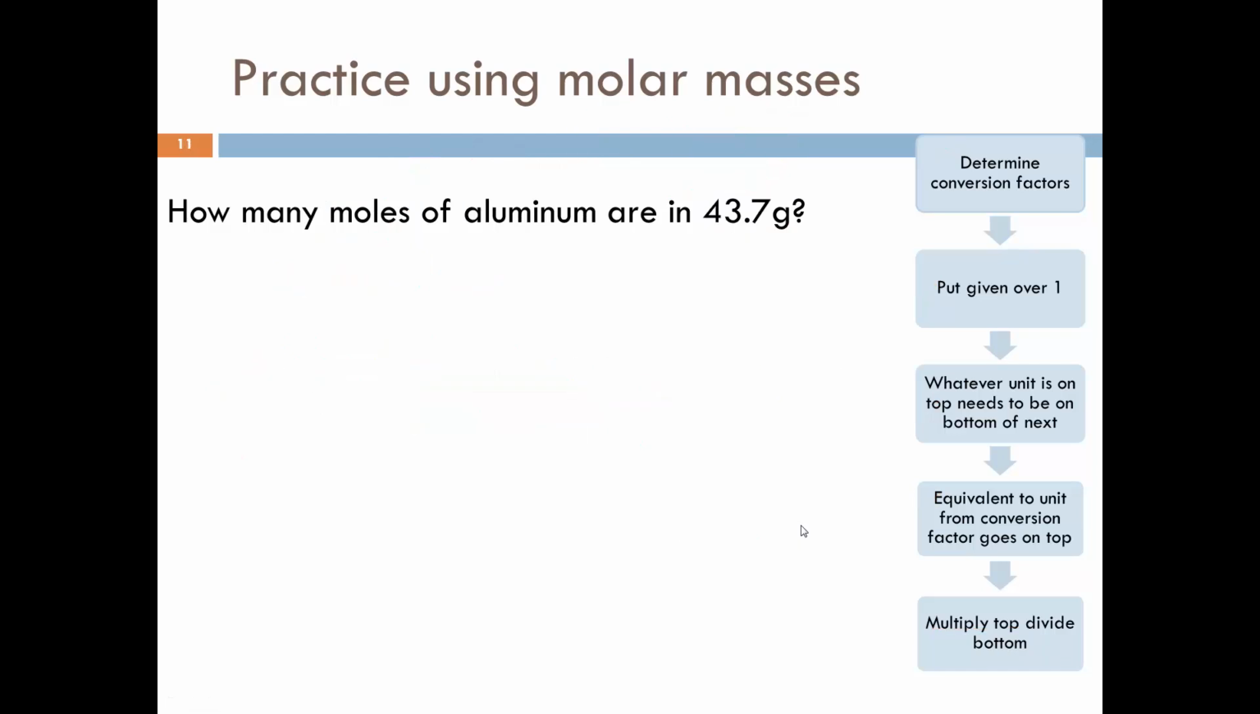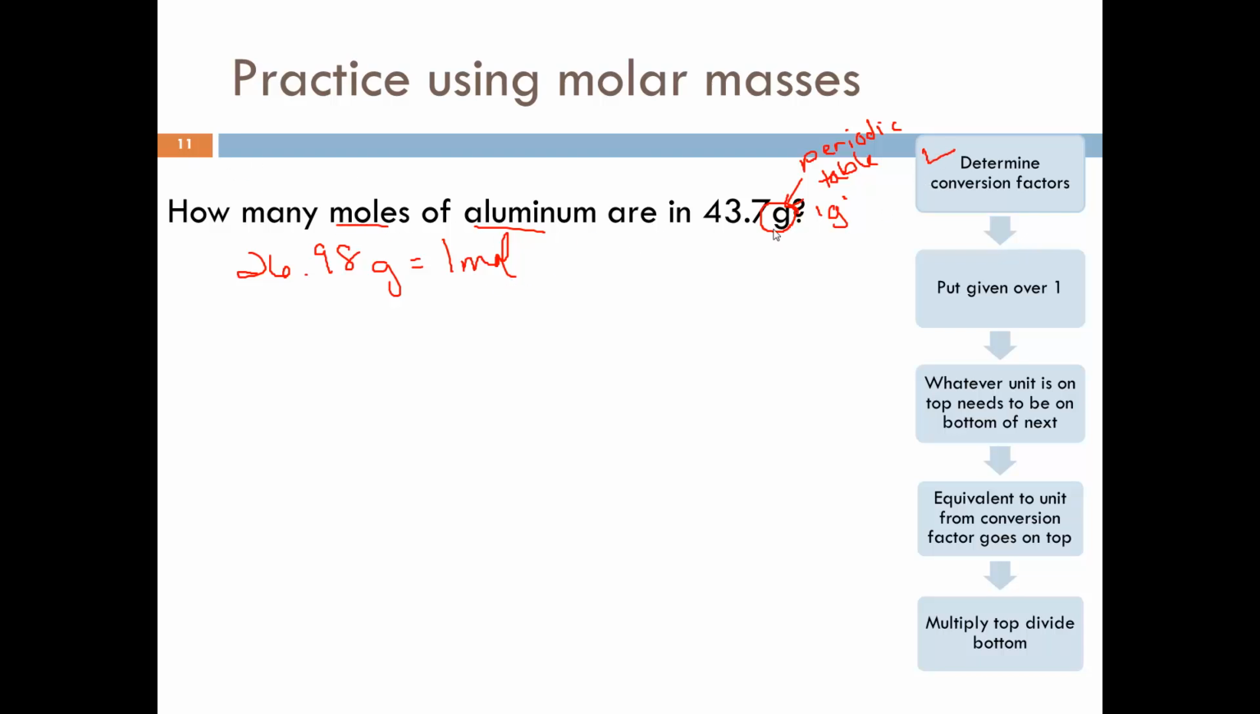Let's try that again. Now we're looking at aluminum. How many moles are in 43.7 grams? That means I need to look at the periodic table, because I see the word grams. I see the abbreviation for grams. So I look on the periodic table and I find that the molar mass of aluminum is 26.98. So we have the conversion factor because we can go from grams to moles in 1 step.